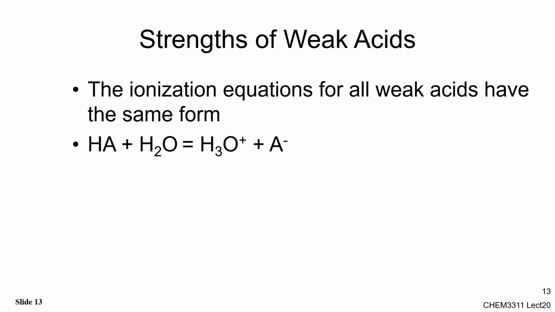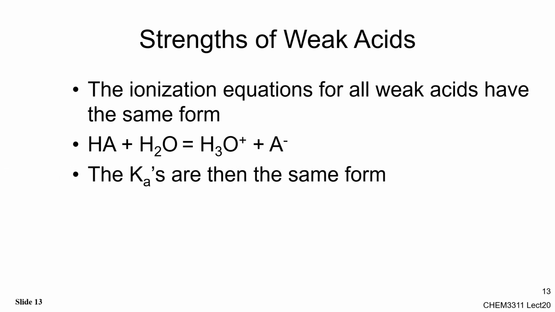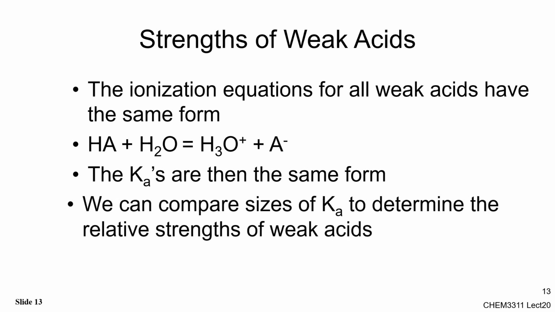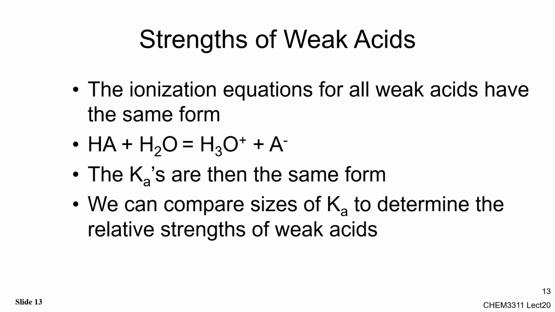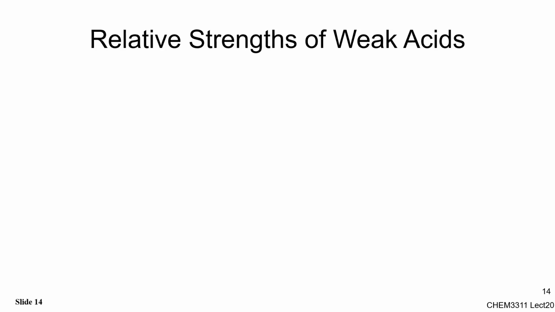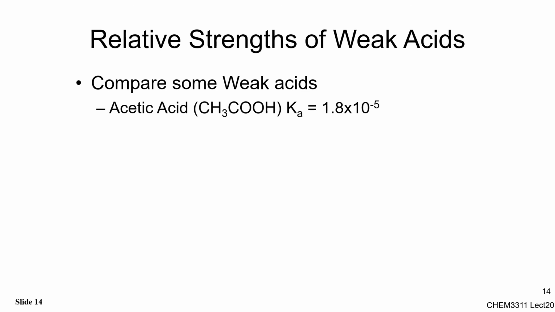It makes hydronium and its conjugate base. Now, Kas all have exactly the same form. What that means for us is if we compare the sizes of Ka, we can determine the relative strengths of weak acids. The larger Ka is, the stronger the acid. All right, so let's compare some weak acids.